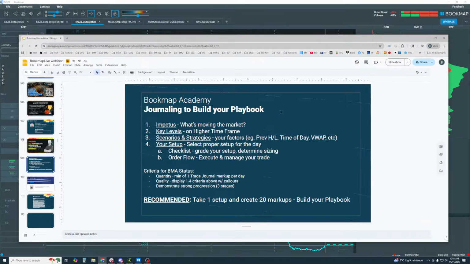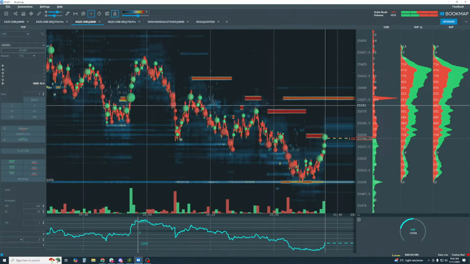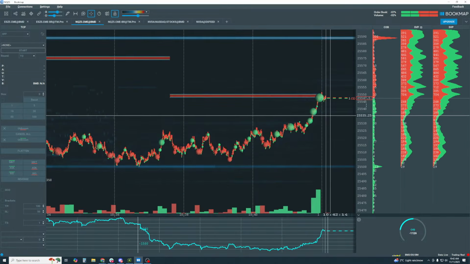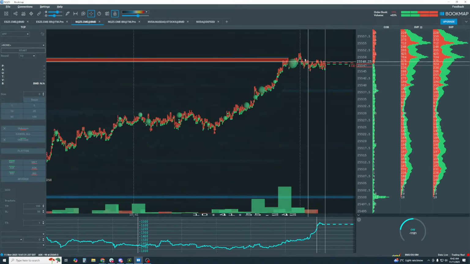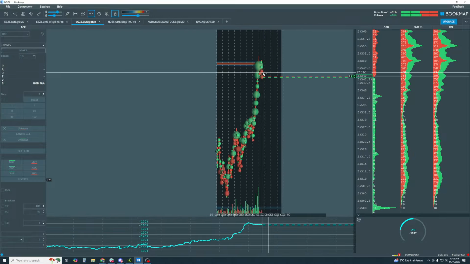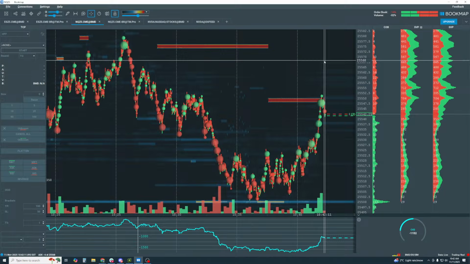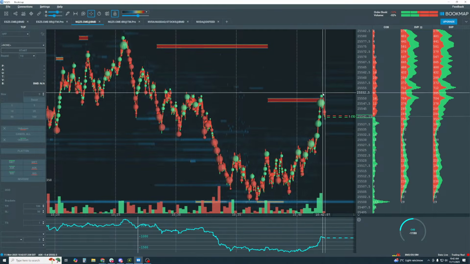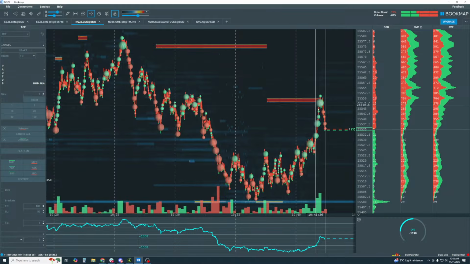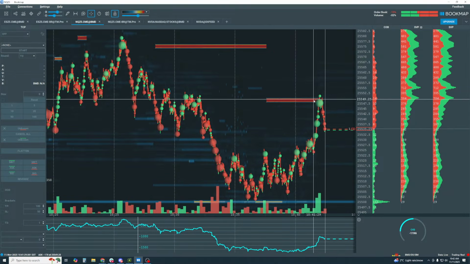Okay, so we just went through 1, 2, and 3: impetus, key levels, and then strategies and scenarios. Now we look for our setups at our levels. Okay, so as you can see, look at that, finally this guy actually got filled. Unbelievable. Okay, all right, and we're seeing a pullback immediately. Makes sense.